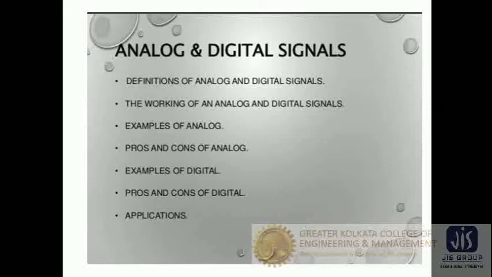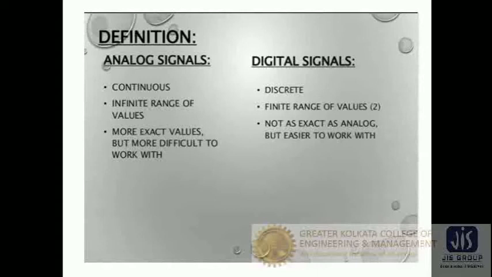Let's move to the first topic, the definitions of analog and digital signals. First comes the analog signal. Analog means it is continuous in nature, and it has an infinite range of values. We will discuss step by step. It gives more exact values but is more difficult to work with. We will explain each and every point of these analog signals. It is continuous, it has an infinite range of values, and more exact values but is difficult to work with.